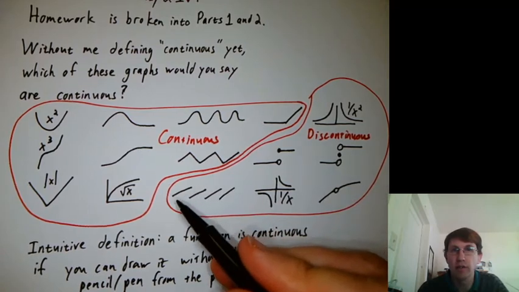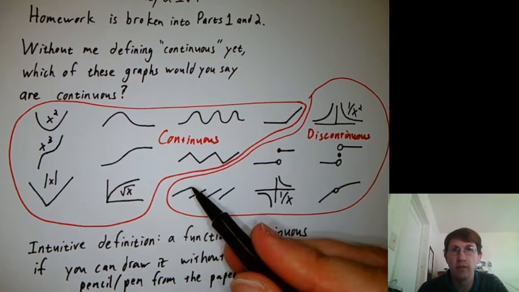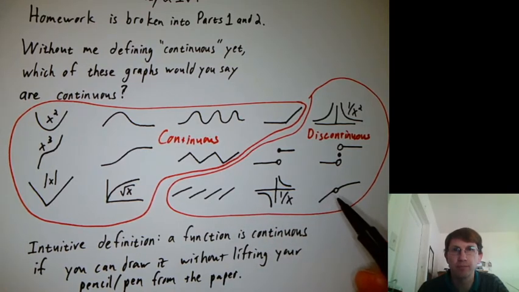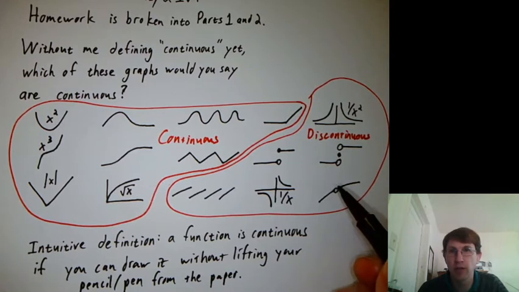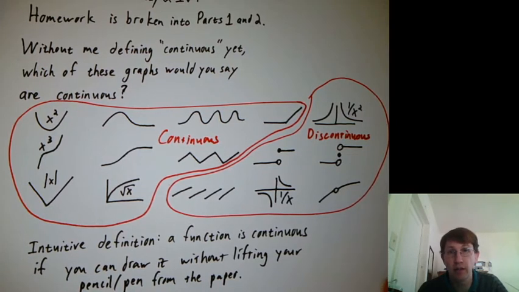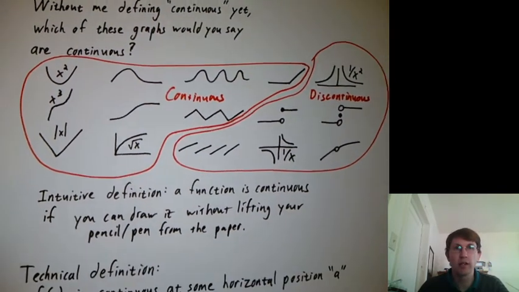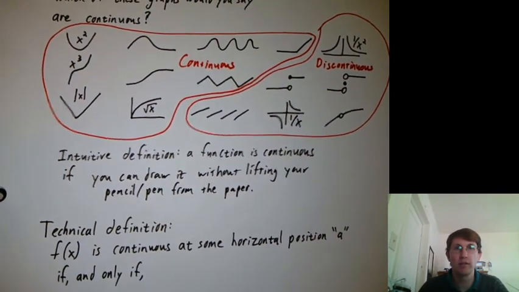So for example, here the sawtooth wave, you have to lift your pen up to go to the next start of the sawtooth. Here where there's a hole, I know technically you could swing your pen or pencil around the hole and keep going, but really what we mean is you would have to lift your pencil up and then put it back down on the other side of the hole. So that's the intuitive definition. Let's try to come up with a technical definition.